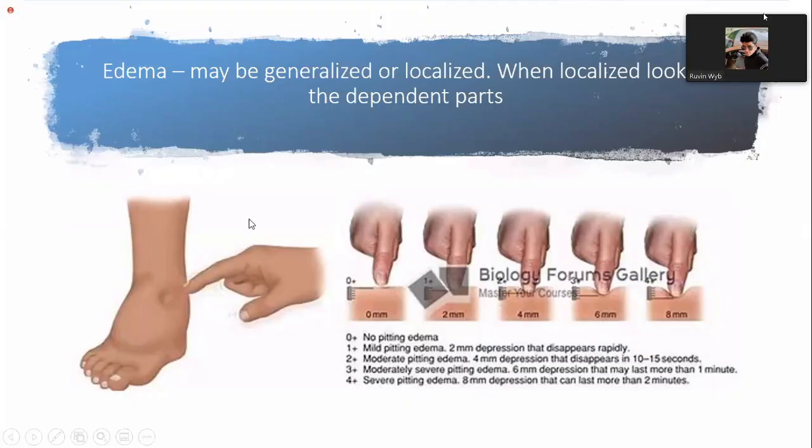So in clubbing, after the underlying cause is treated, is it reversible or irreversible? Up to a certain level, initially it's reversible, but after it has progressed, it's not reversible, right? Initially, in the early stage, it may be reversible.